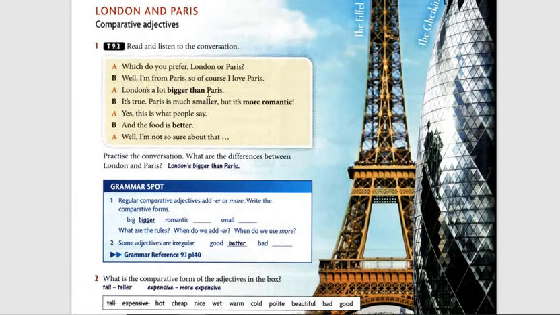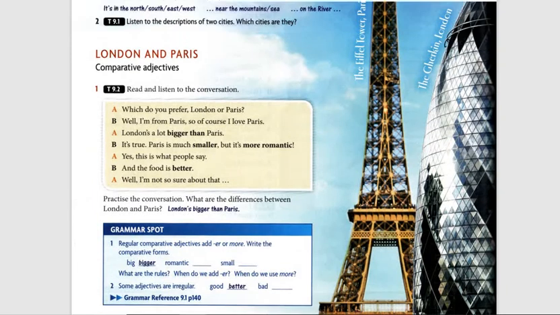So as you can notice here, the use of bigger and smaller, and we have two things, London and Paris. If we want to use the comparative adjectives, we have to use than, in order to show the comparison between these two things or persons.